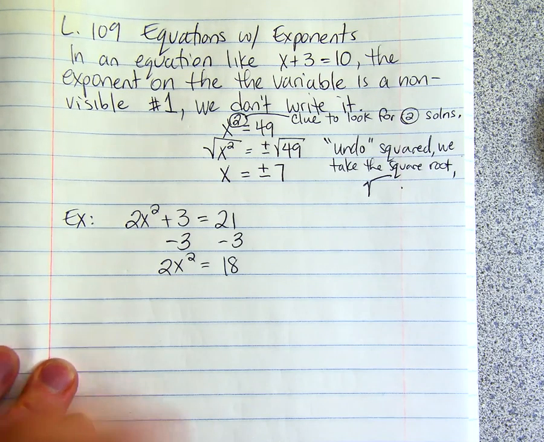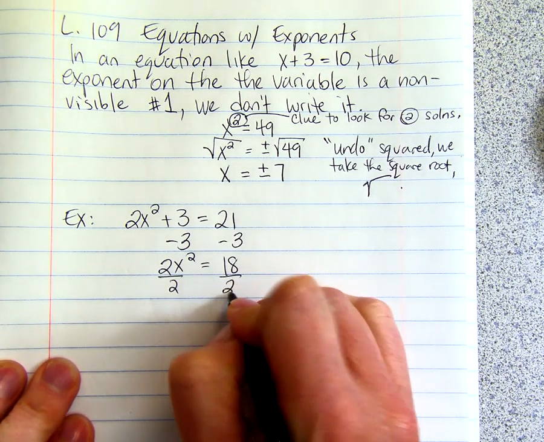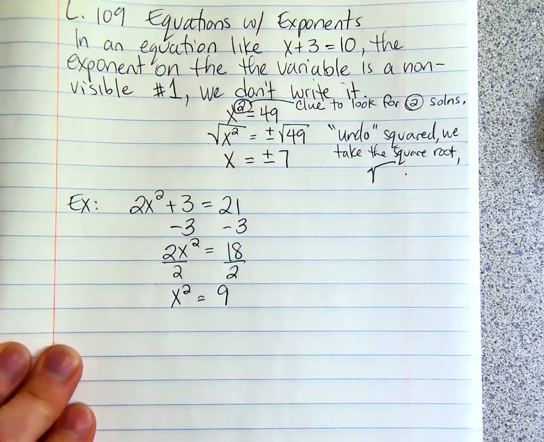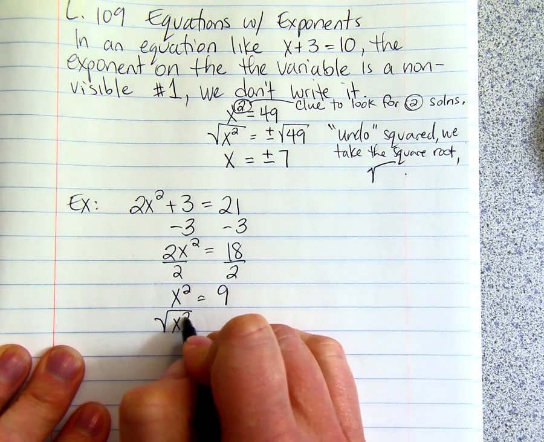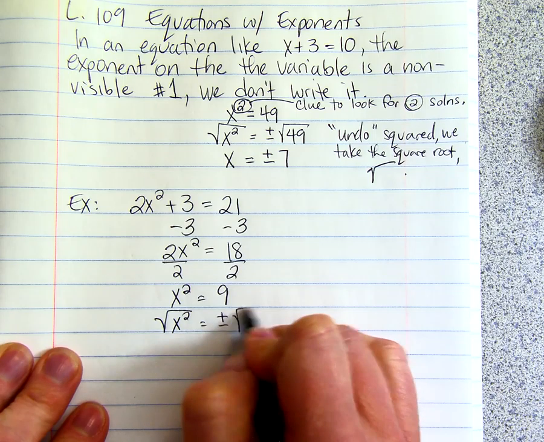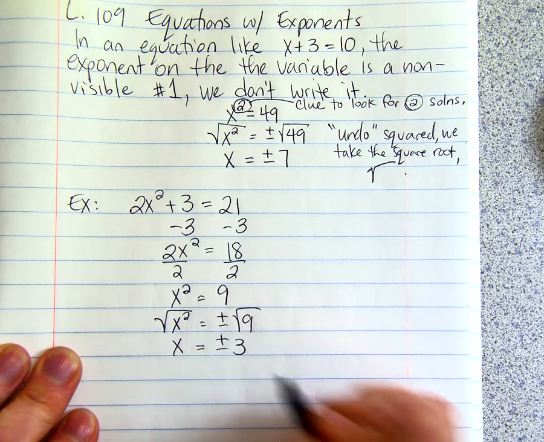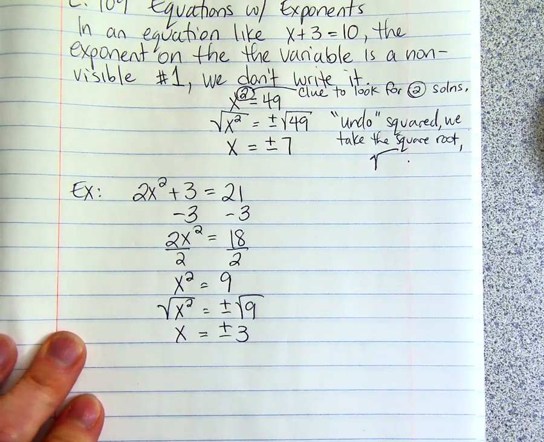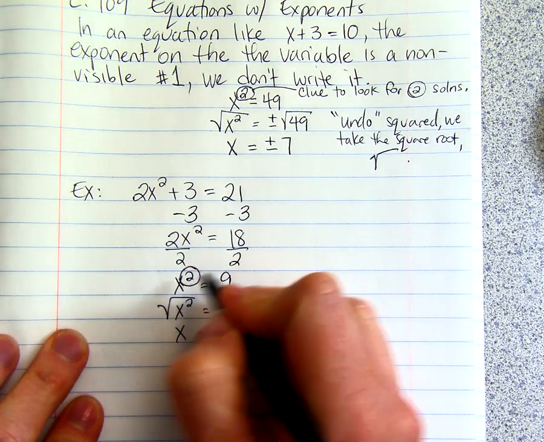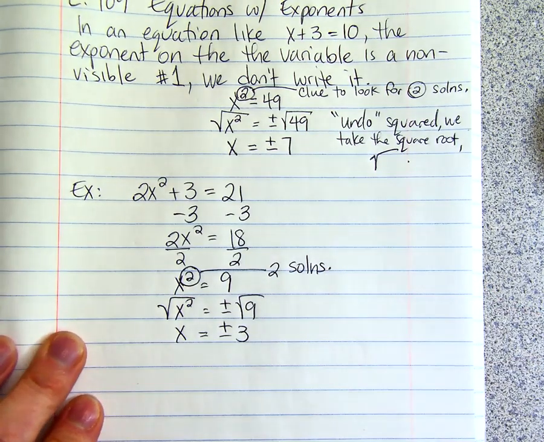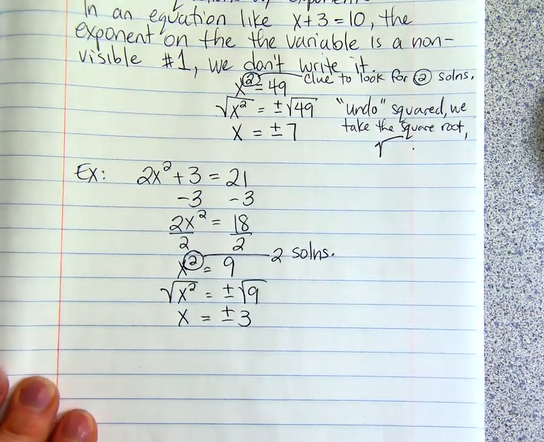Then we divide by 2. You get x squared equals 9. Then we need to take the square root of both sides. This becomes plus or minus the square root of 9. So x equals plus or minus 3. Remember the clue here. This 2 told us that there will be 2 solutions. So remember to have the plus and minus.